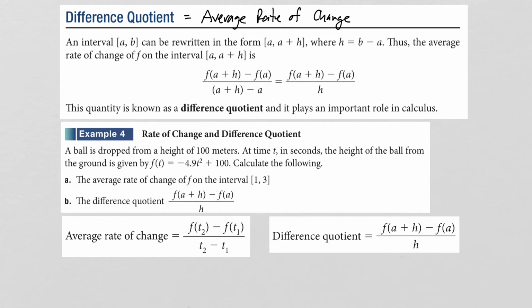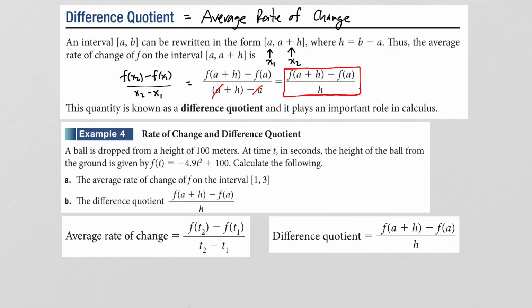Now, the basic concept is that if you start at a value x1 and you call that value a, and your next value is x2 and you call that a plus h, then the average rate of change, which remember is f of x2 minus f of x1 divided by x2 minus x1, well, that's just going to become f of x2, which is f of a plus h, minus f of x1, which is f of a, divided by x2, which is a plus h, minus x1, which is a. And if you simplify this, these a's cancel out, and you end up getting this expression, f of a plus h minus f of a divided by h.